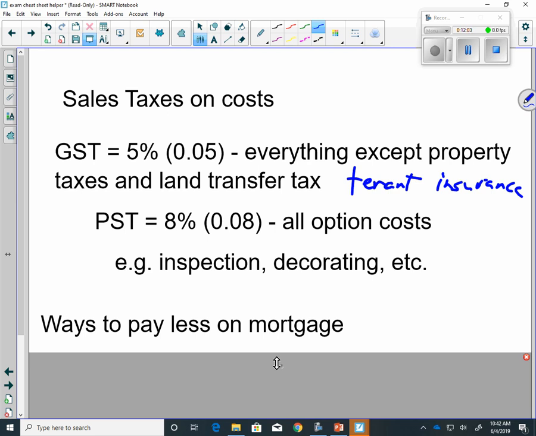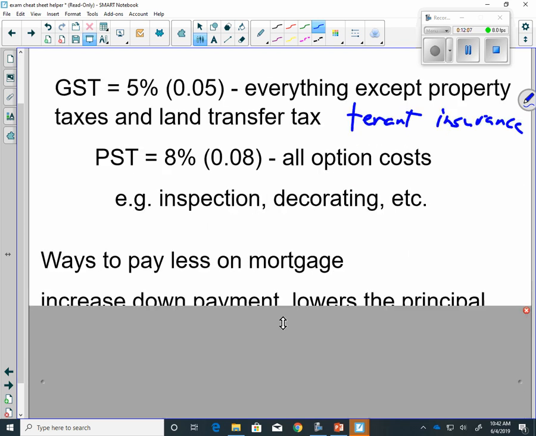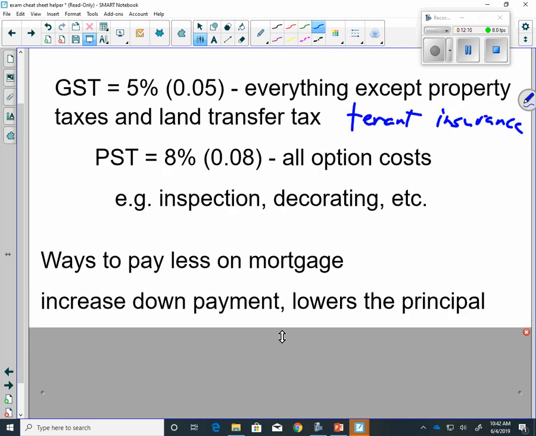But for most of us, ways to pay less on your mortgage include things like increasing your down payment. The more you pay down, the less you're going to pay in interest. It lowers the principal by increasing your down payment. Lane looks like he's got a cheat sheet already started.